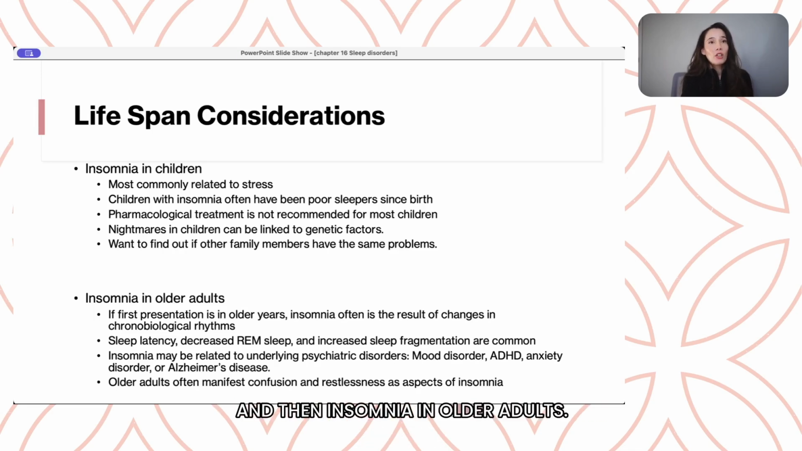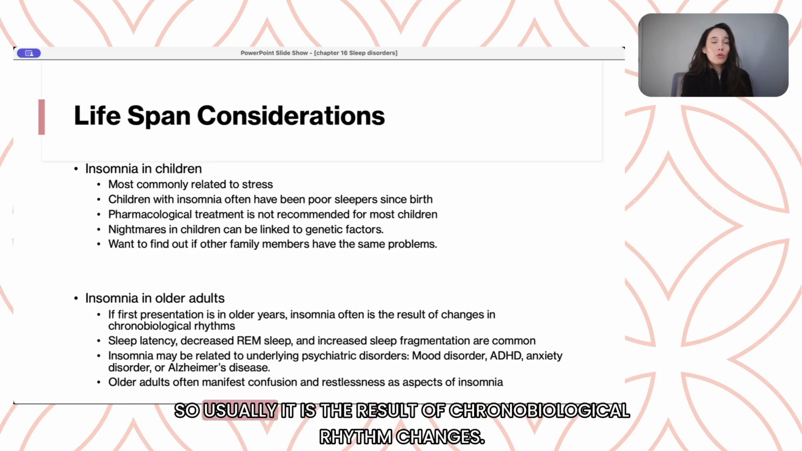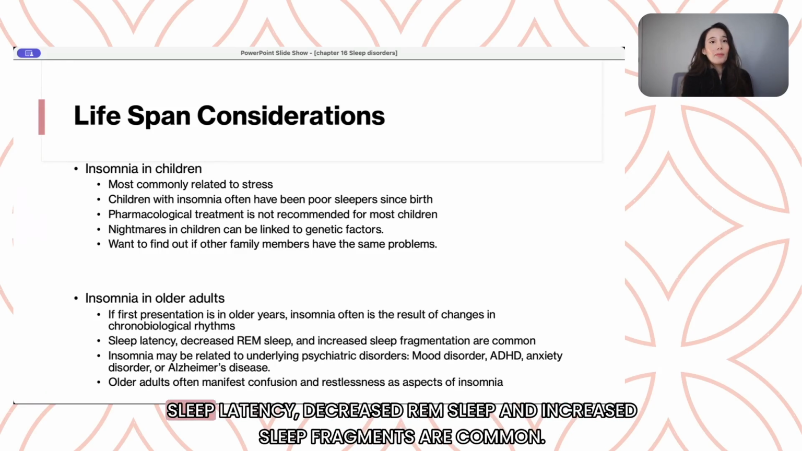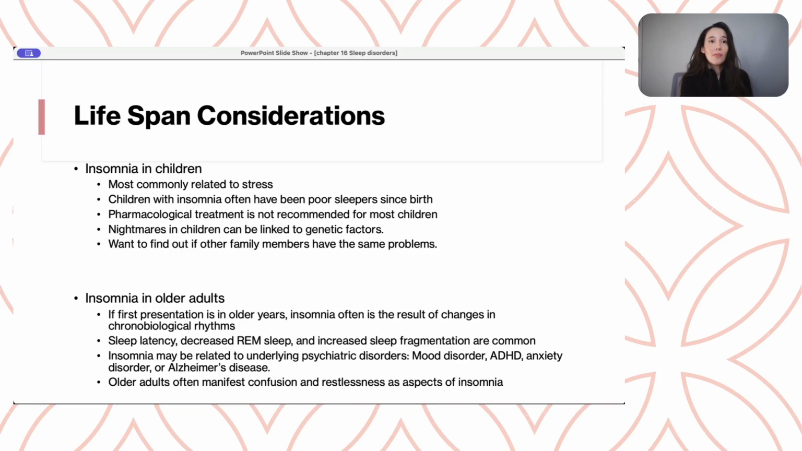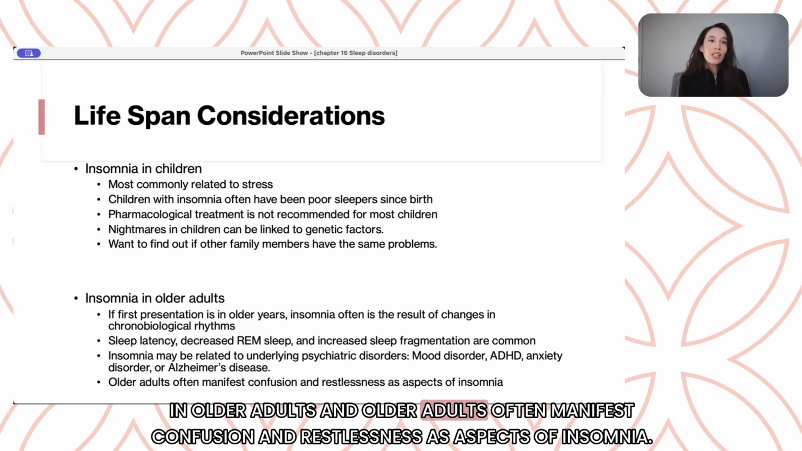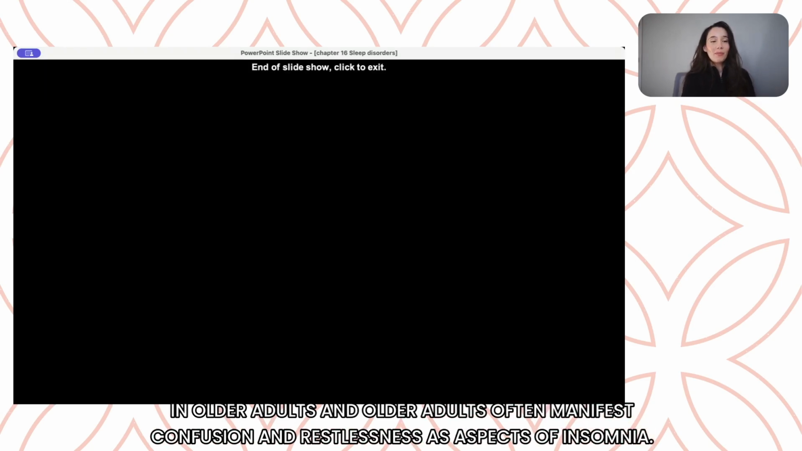And then insomnia in older adults. Usually it is the result of chronobiological rhythm changes. Increased sleep latency, decreased REM sleep, and increased sleep fragmentation are common. Insomnia can be related to psychiatric disorders in older adults, and older adults often manifest confusion and restlessness as aspects of insomnia. So that is the end.